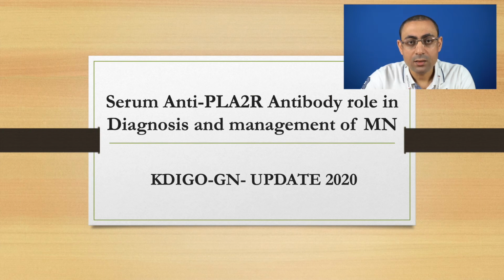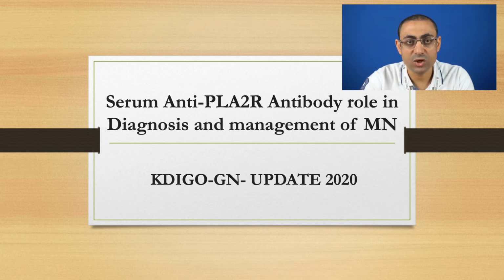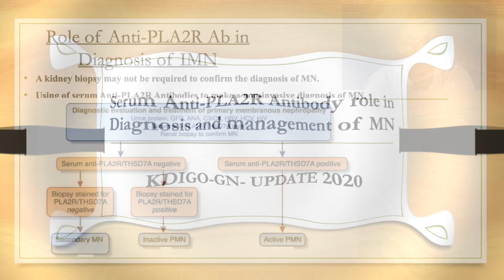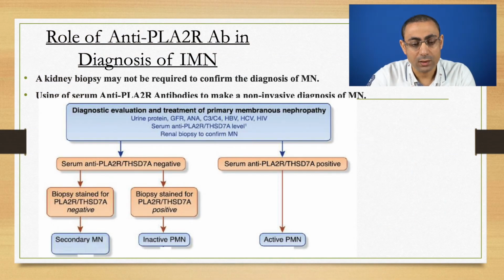In the recent KDIGO guidelines published in June 2020, there is a great role for anti-PLA2R antibody in diagnosis, assessment, treatment initiation and combination, and prognosis. So let's discuss in the next few slides the role of anti-PLA2R antibody. For patients with idiopathic membranous nephropathy, a kidney biopsy may not be required to confirm the diagnosis. So we can make the diagnosis with a non-invasive approach, without renal biopsy.